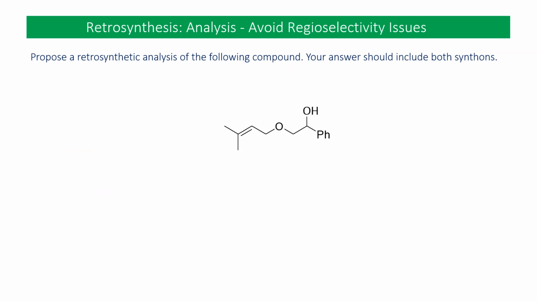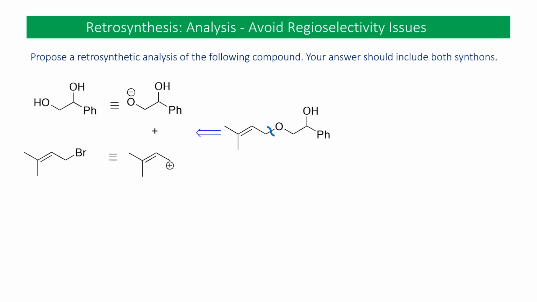And another pitfall to avoid is regioselectivity issues. So we can disconnect in this region from this simple ether, and we can see that we have an alkoxide with some sort of allyl halide. But realize this, that we have to regioselectively deprotonate this alcohol over this one, and that's virtually impossible.